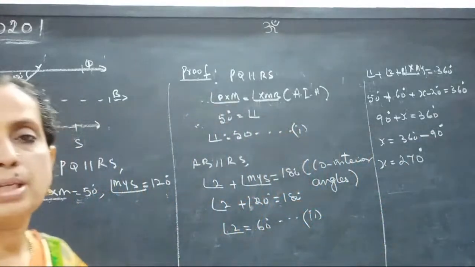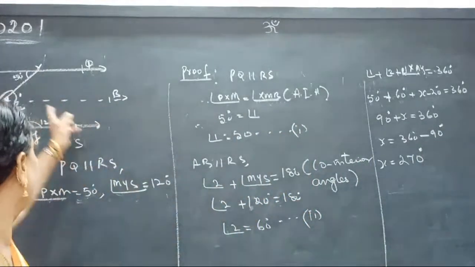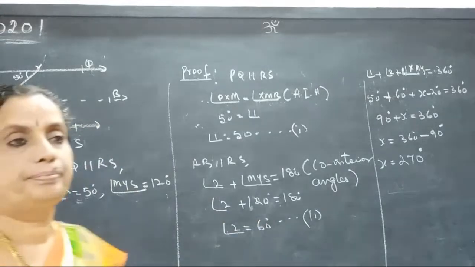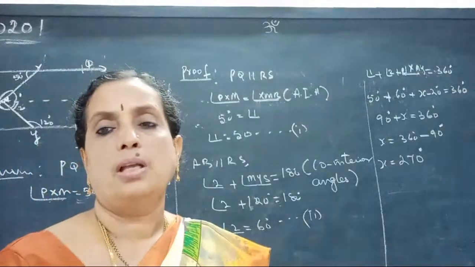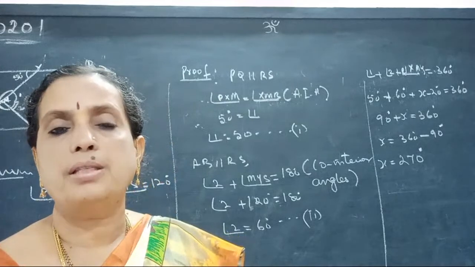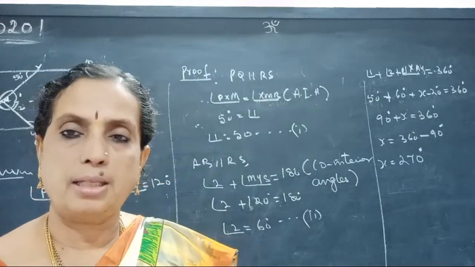This is how. In the previous type of question, we calculated only the angle, not the reflex angle. Here the reflex angle is given. The sum of the angles around a point is 360 degrees. That also we have proved in the earlier classes.